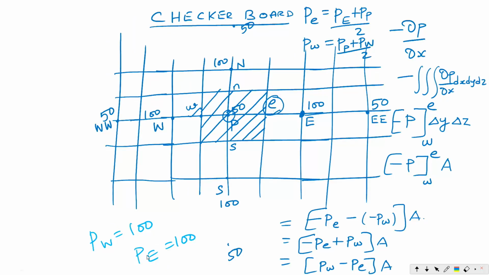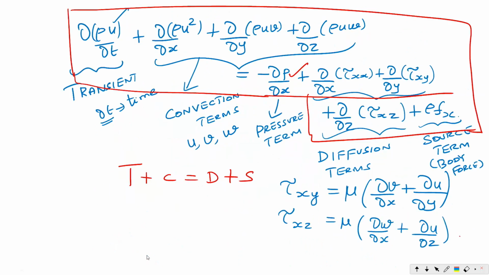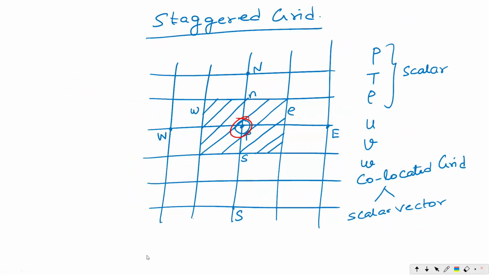So the problem they have identified is that we should not store all the variables, namely the pressure, temperature, density, these scalars, along with the vectors u, v, w in the same location. The same location means what? On the same cell center. So now we are going to stagger it. We are going to move the vector quantities a little further. Then we will see whether we are able to overcome this problem.